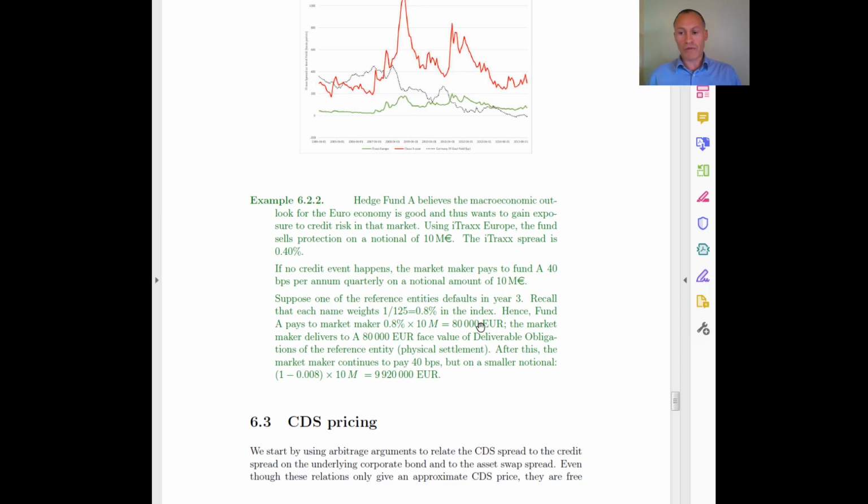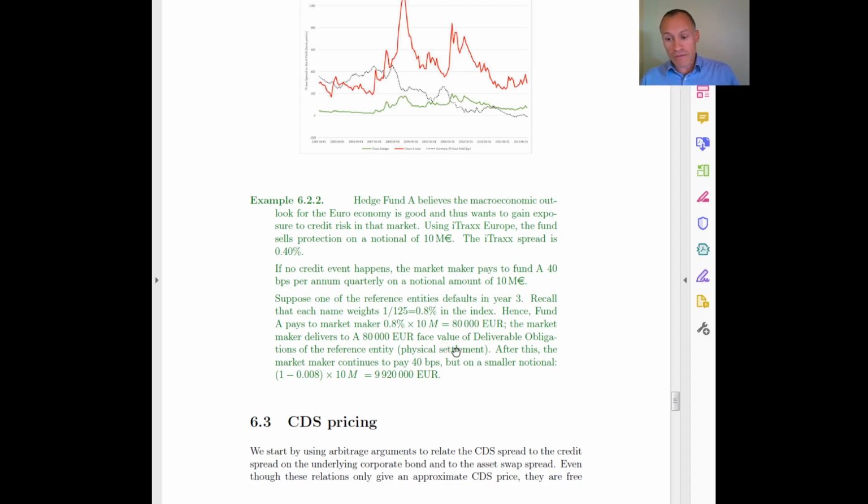So now we discussed the different types of settlement. Here we would have physical settlement. The market maker would deliver the actual bonds, and I would pay the total amount of cash corresponding to this fraction of the notional, right? So like physical settlement.